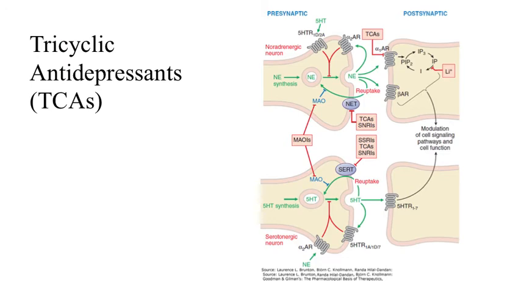The next pharmacologic class of antidepressants are the tricyclic antidepressants, or TCAs. These agents have a very similar mechanism to the SNRIs in that they inhibit both SERT and NET to increase serotonin and norepinephrine in the synapse. Many of these drugs also have structural similarities to the muscarinic antagonists and to the histamine antagonists, which contributes to their wide variety of side effects.